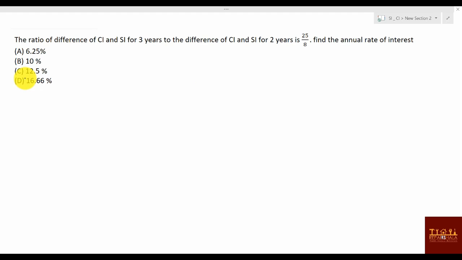The ratio of the difference of CI minus SI for 3 years to the difference of CI minus SI for 2 years is 25 by 8. In terms of what you will be writing? 3.125. So what is that? 0.125. Means what you can say? 3.125 minus 3, that is 0.125, into 100, or you can say 12.5%.